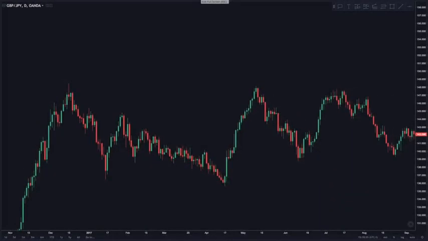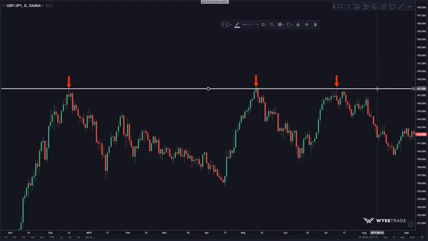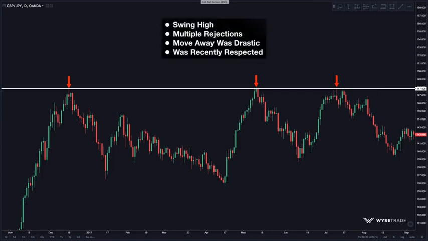So here we have the pound yen pair. The first place my eyes go is to the top area where I notice 3 rejections. So I draw in a line to signal to myself that this is an area of resistance. Now, in reference to the list we previously provided, this area satisfies 4 of the 5 criteria to make this a good resistance level.